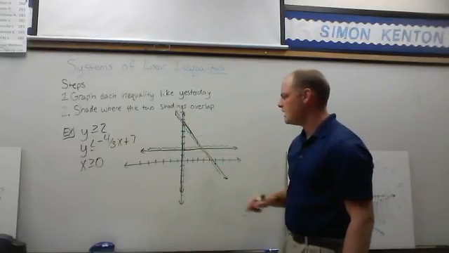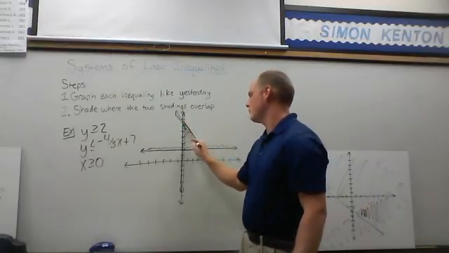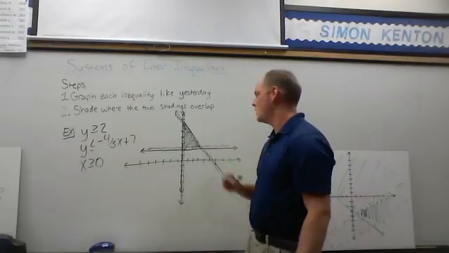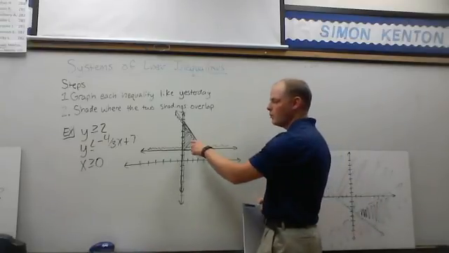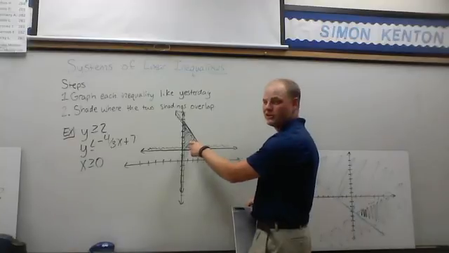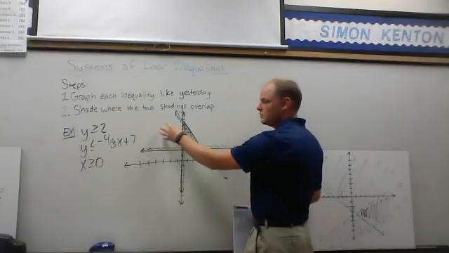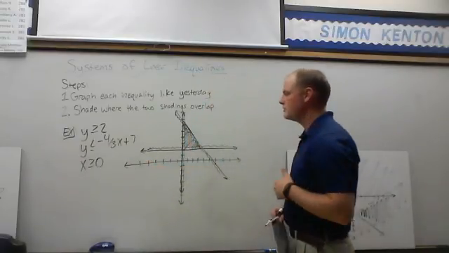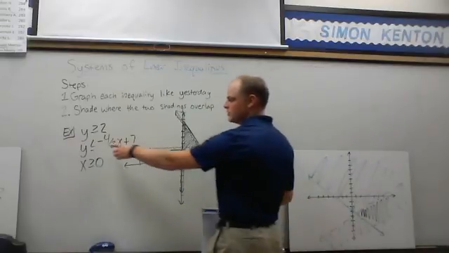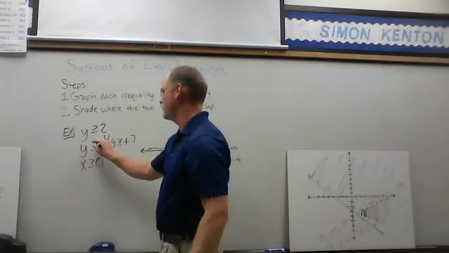Okay? So our final answer is actually this triangle right here in the middle. That's it. Okay? Don't get into the habit of always making it the bounded area. Sometimes it might be this area, it could be this area, it could be this area. It all depends on your signs right here. For example, let's just change this one. Instead of a less than, let's change that into a greater than.